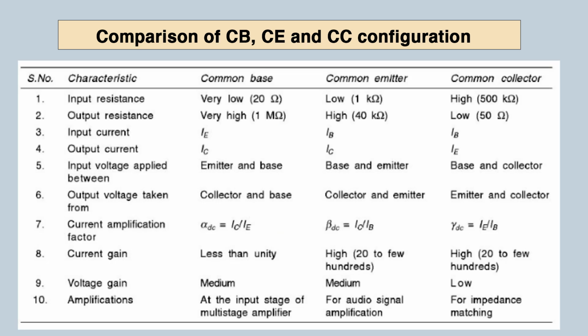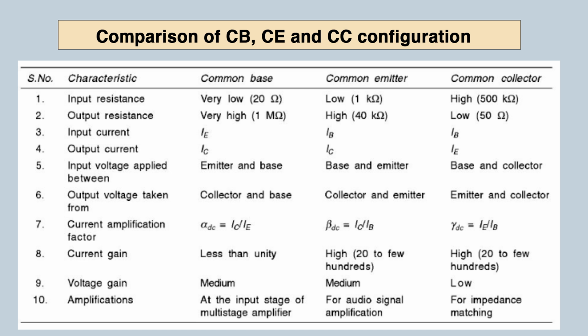Here we can see the difference between the common base, common emitter and common collector. Now we are going to compare them depending upon the characteristics. So first let us discuss the input resistance. The input resistance is very low in the case of common base configuration. It is also low in the case of common emitter configuration, but higher than the common base configuration, and the input resistance is highest for common collector configuration.